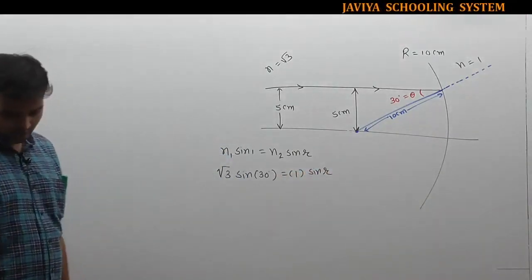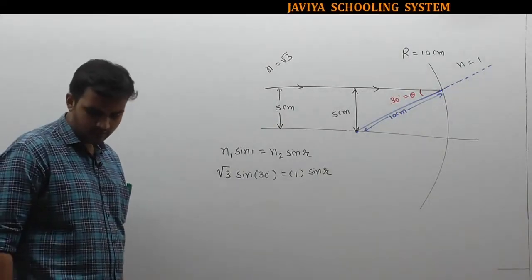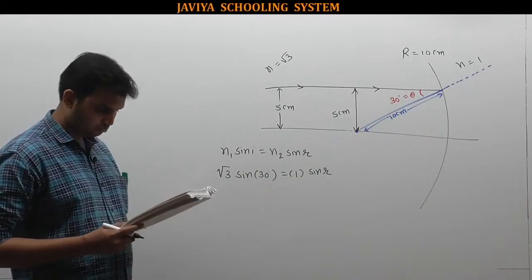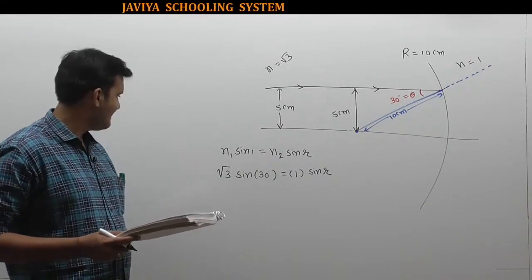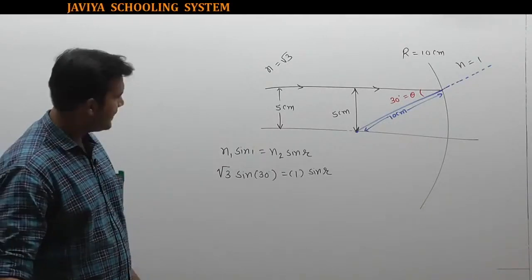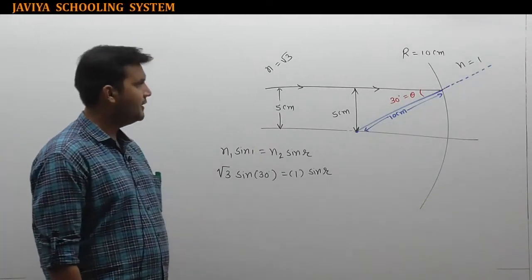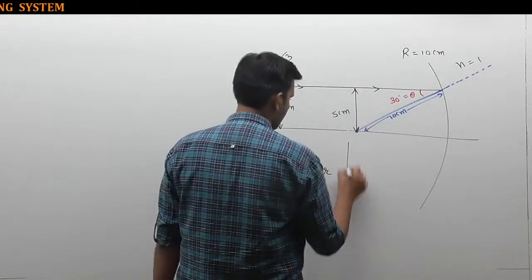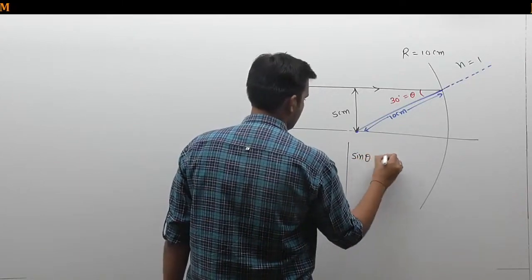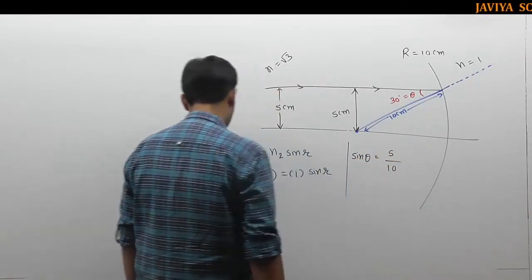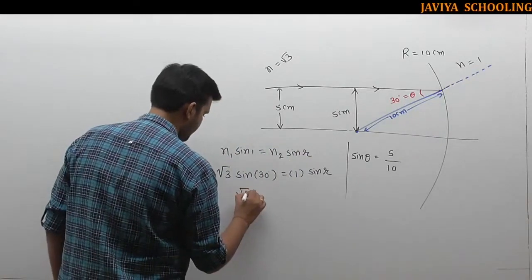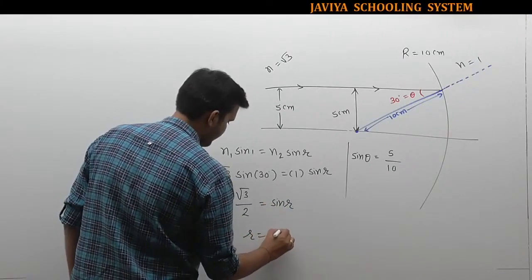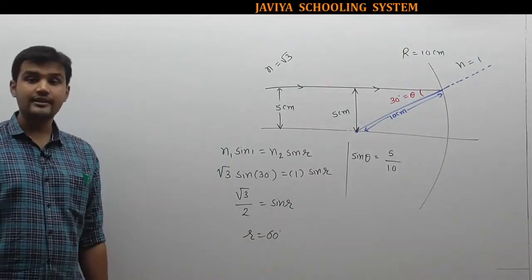Find the value of r. Define sin theta: adjacent upon hypotenuse. So it's √3/2. That's sin r. So r is 60 degree. R is what? 60 degree.